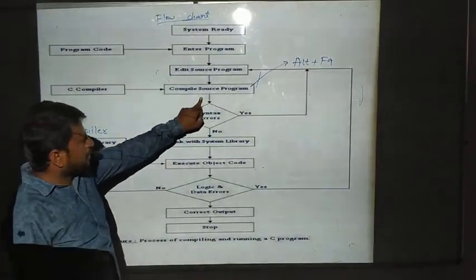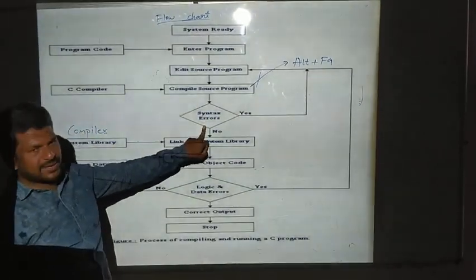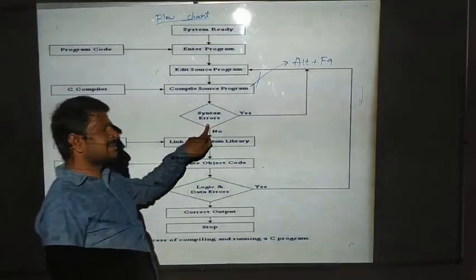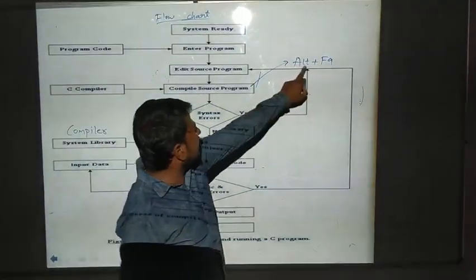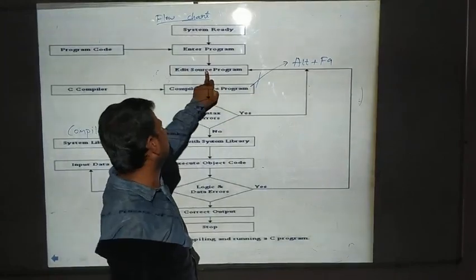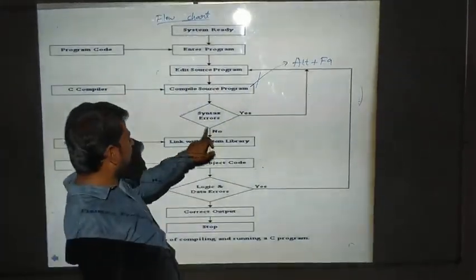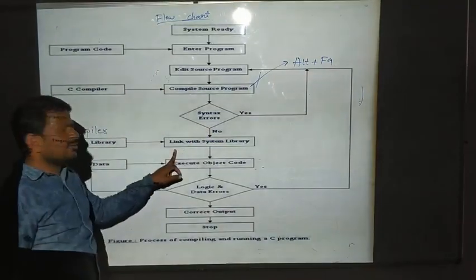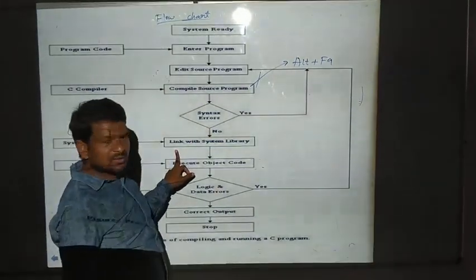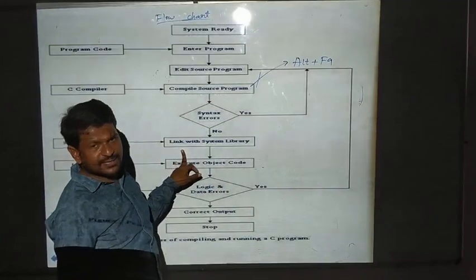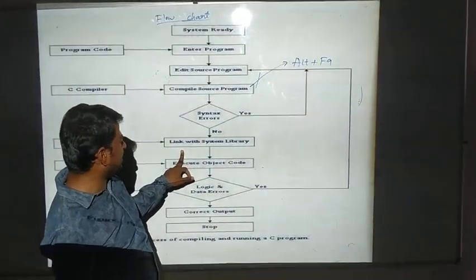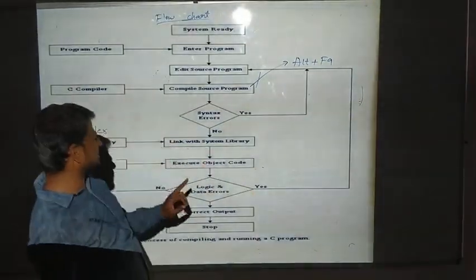If there are any syntax errors, you can see in the flowchart. If syntax errors are there, what does that mean? Again you have to edit the program which you have written. The source code has to be edited. If there are no errors, it will link. Just now I explained how it links using header files from the system library. Okay, link the system library.